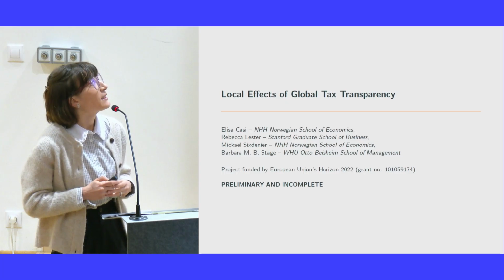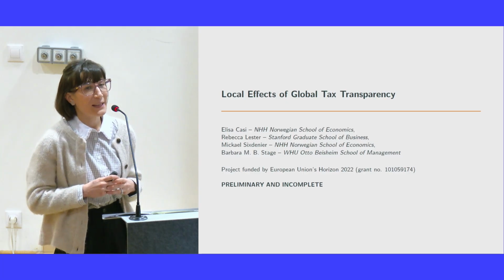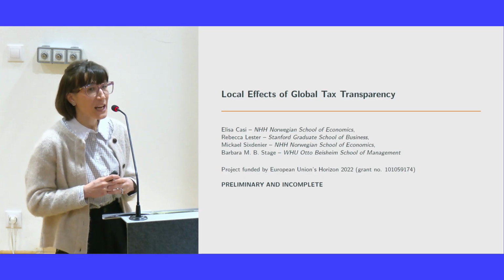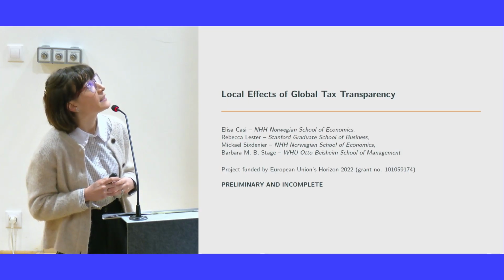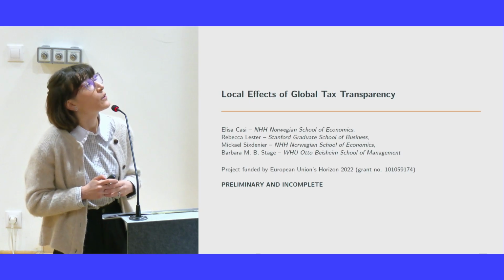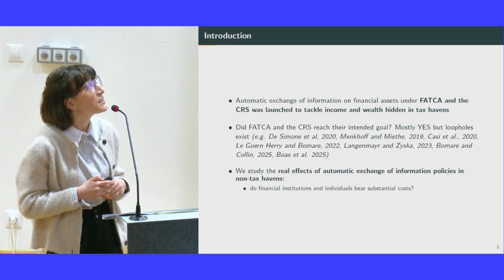This is a joint project with Rebecca Lester from Stanford University, Michael Sixternier, a PhD student at NHH, and Barbara Sage from BU. The title is a bit on purpose still a bit general: local effects of global tax transparency. But let me jump to what we are interested in.